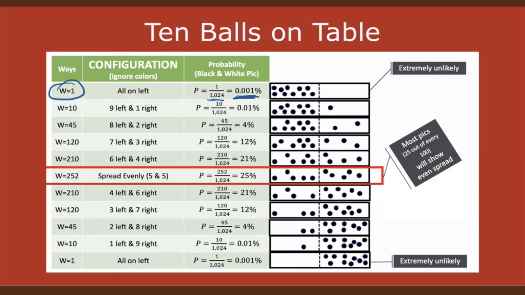And so if we look at the middle row, them spread evenly, there's a 25% chance that they will be spread evenly, 5 and 5. Now, let's go to the second most likely. We have a 21% chance that maybe it'll be 6 and 4, or a 21% chance 4 and 6. Okay, so that's also probable, but the all on the left or all on the right, we're getting pretty improbable here.